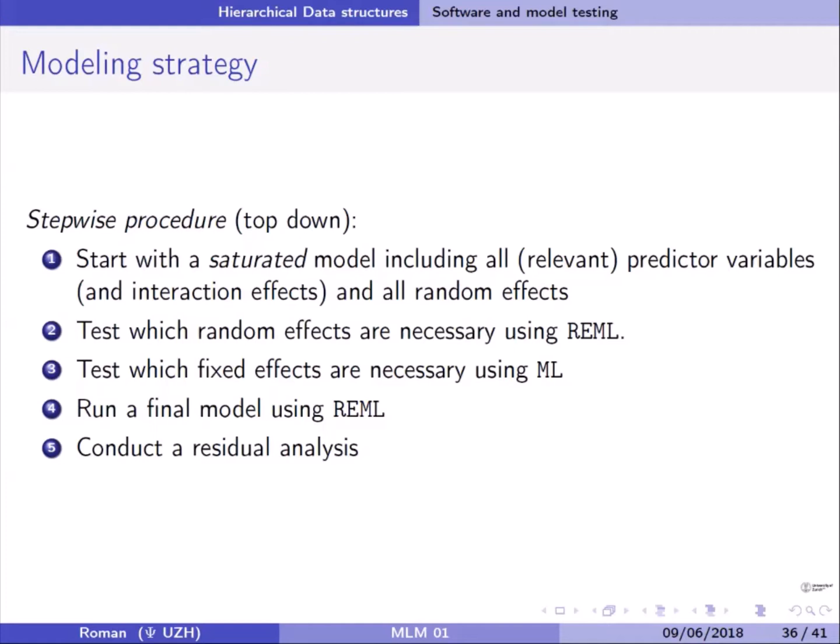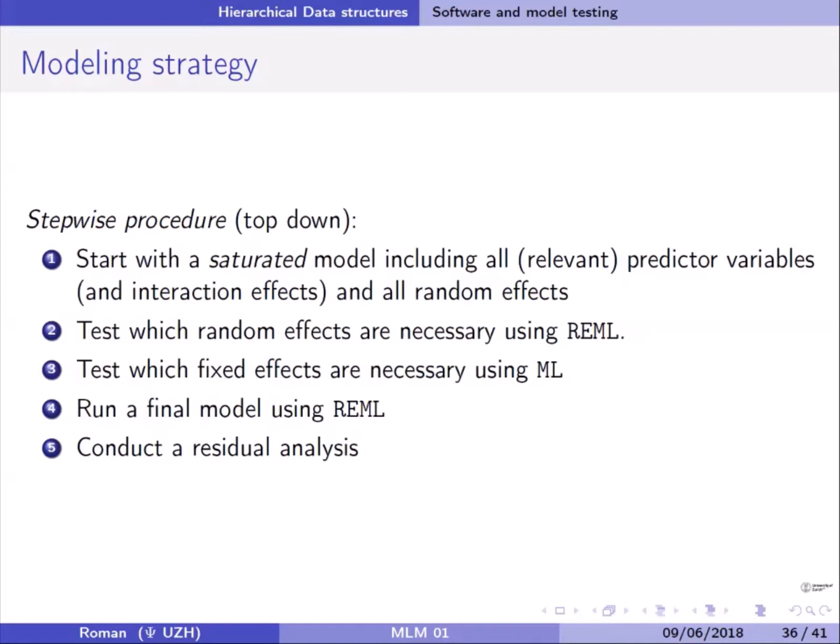If our ICC is greater than 0, we will start with a saturated model in the top-down approach, where all relevant predictor variables, all relevant interaction effects, and all random effects are specified. So we have all of our variables and interactions. We also have a random intercept, a random slope, and the covariance between the random intercept and slope.